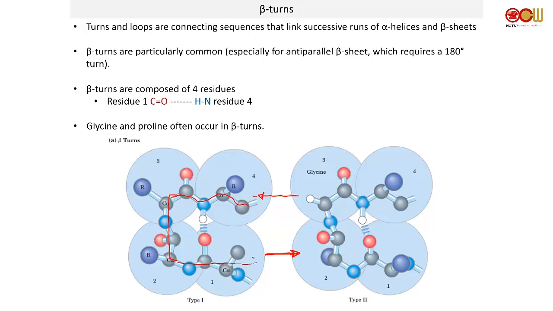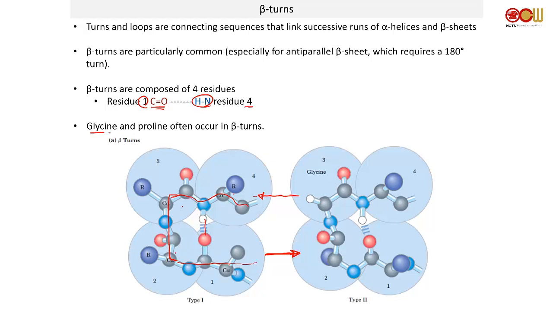For a beta turn, you only have 4 residues. Okay? So residue 1's carbonyl with residue 4's amino group are going to do hydrogen bonding. This hydrogen bonding stabilizes the turn, because otherwise your turn could be floating around, right? So if you want to make a sharp turn, a beta turn is a very good choice, because all you need to have is 1, 2, 3, 4, and then you make a turn.